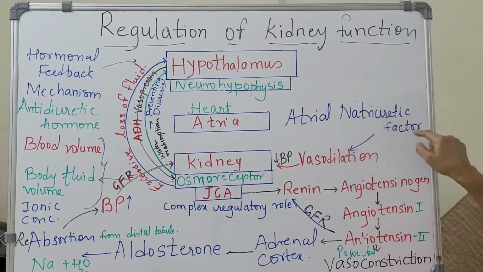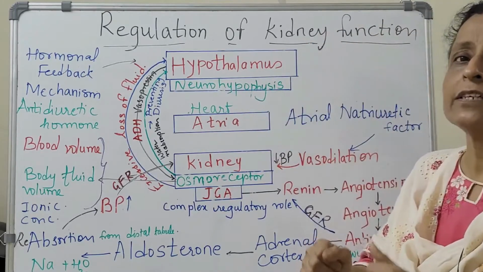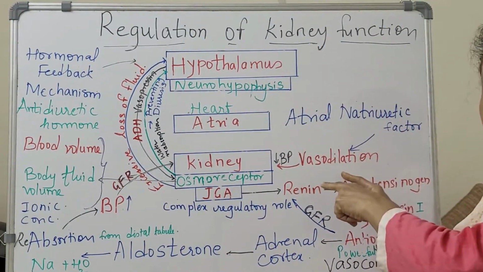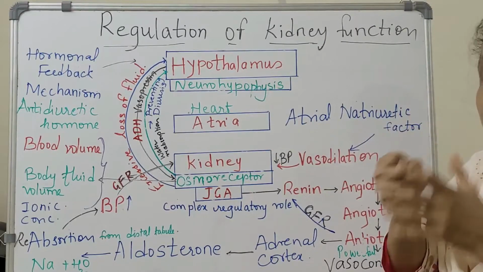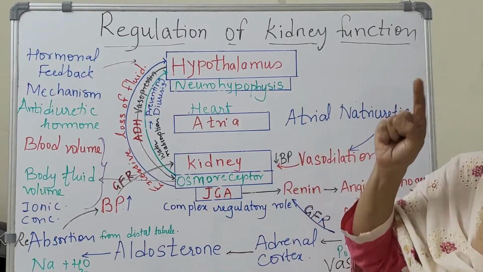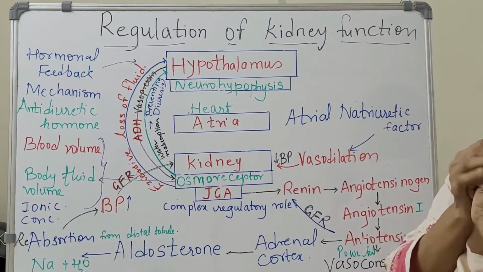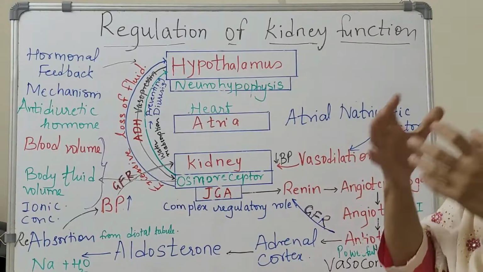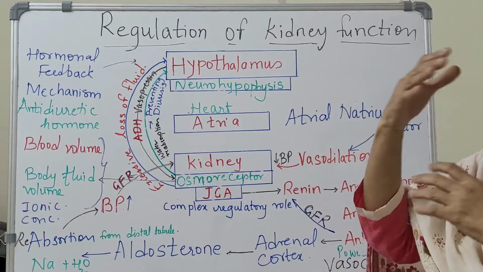Atrial natriuretic factor reduces the blood flow in the atria, but simultaneously this factor is also for vasodilation, the dilation of the artery. So here this vasodilation also increases the blood pressure in the glomerulus. The pressure in the glomerulus increases due to the increase in the blood pressure, and therefore the GFR is increased, the blood flow is increased, and the cycle goes on.